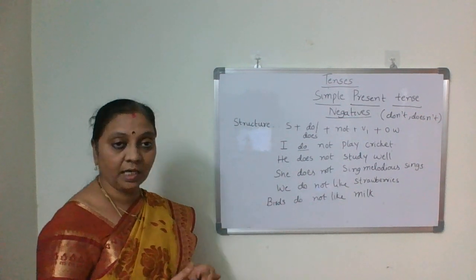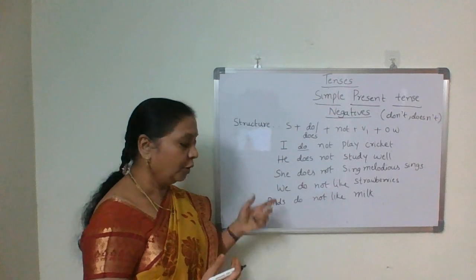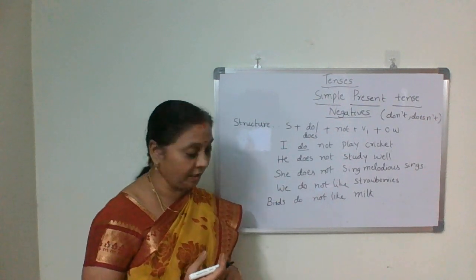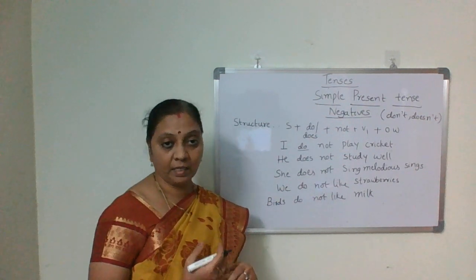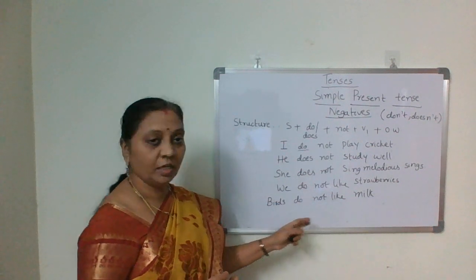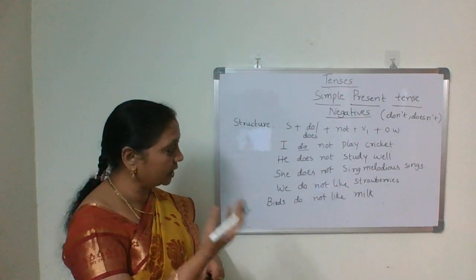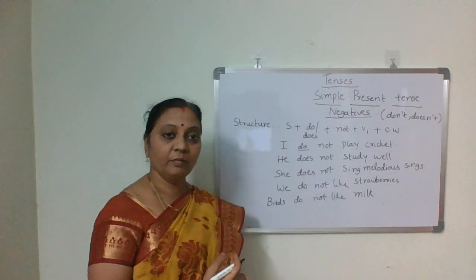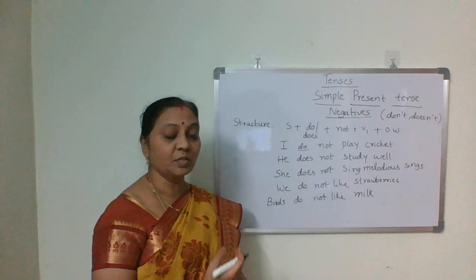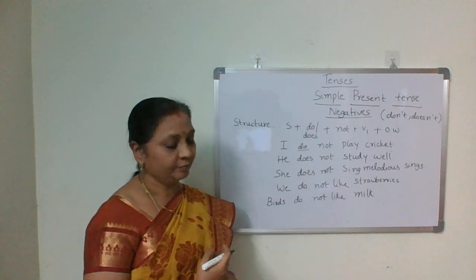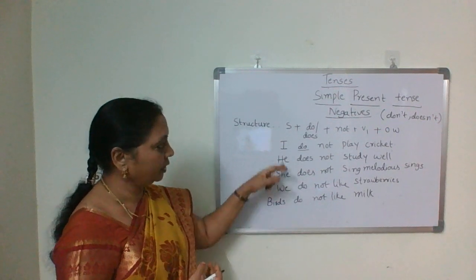She does not sing melodious songs. We do not like strawberries. Birds do not like milk. It does not fly high. It does not fly. It does not have a tail. It does not have wings. Okay, in such cases we use this.